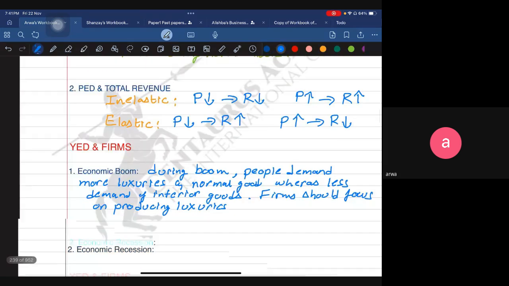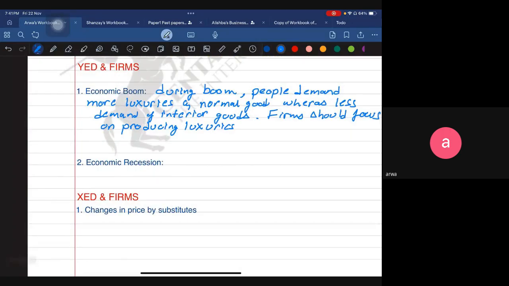Now, economic recession. During a recession, people would have lower incomes, so they would not be able to afford luxury and normal goods. They would prefer inferior goods, which are cheaper alternatives to normal goods. So there is falling demand for luxuries and normal goods, and higher demand for inferior goods. People are buying more inferior goods.